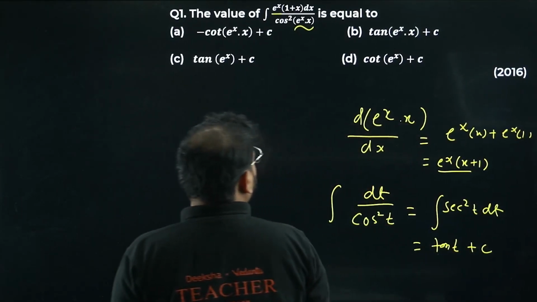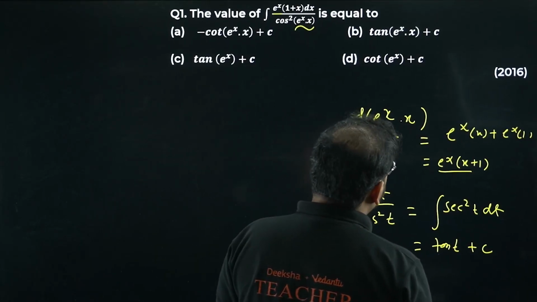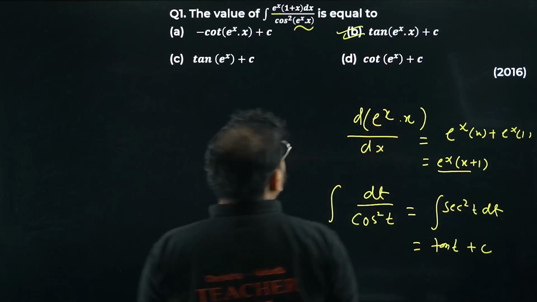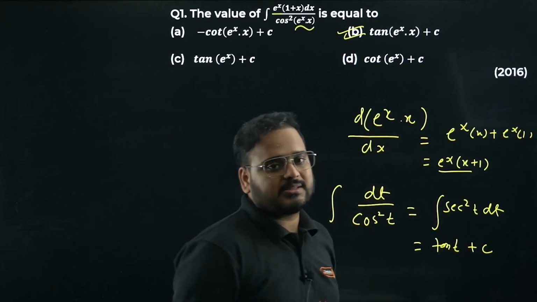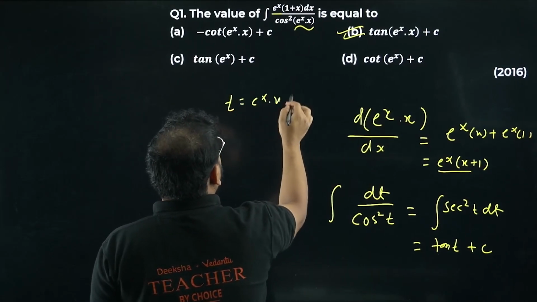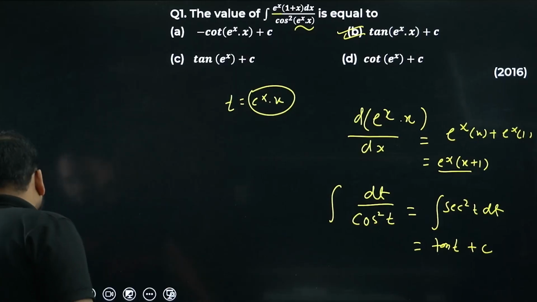So tan of e power x x. What is the answer? Tan of e power x x. So I think option B is correct. Please check, option B is correct. Replace t by e power x into x. Your substitution is going to be t equals e power x dot x. That's your substitution. Moving on to question number 2 now.